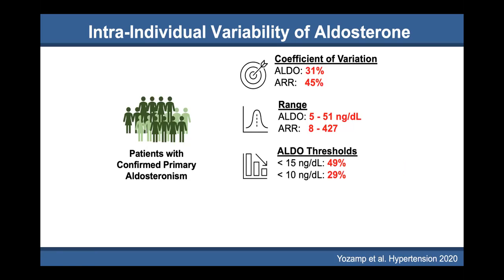And that's because the number of participants with confirmed primary aldosteronism who had at least one aldosterone level less than 15 nanograms per deciliter was about half. And about a third of these patients had at least one aldosterone level less than 10 nanograms per deciliter. Similarly, a little more than half of these patients had at least one aldosterone to renin ratio less than 30, and about a quarter had one less than 20. In other words, if these numbers or these diagnostic thresholds are meaningful for you, or you use them to include or exclude the possibility of the diagnosis, you can see how much of the subset of these confirmed cases you might have missed on any given day.